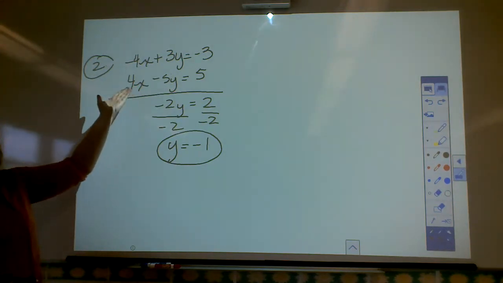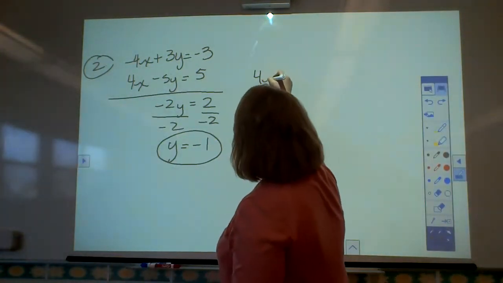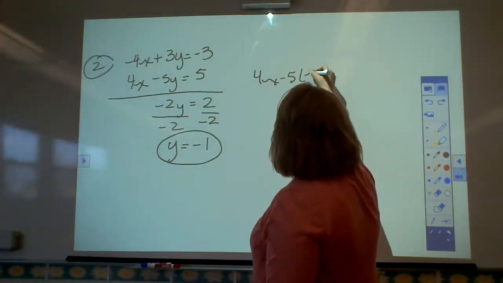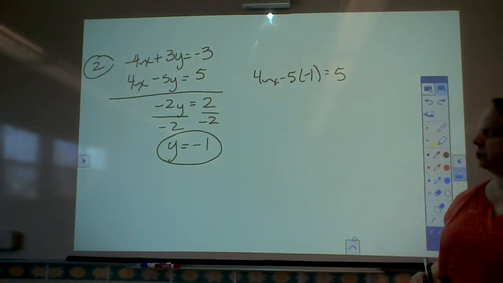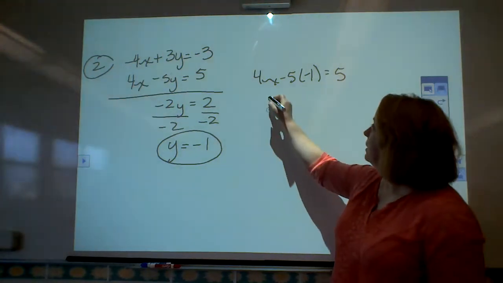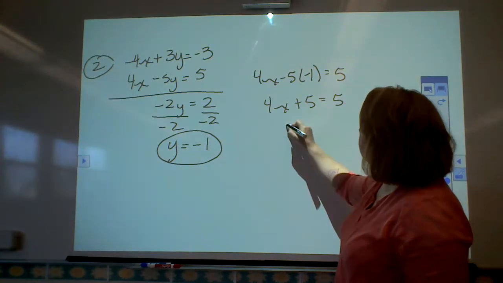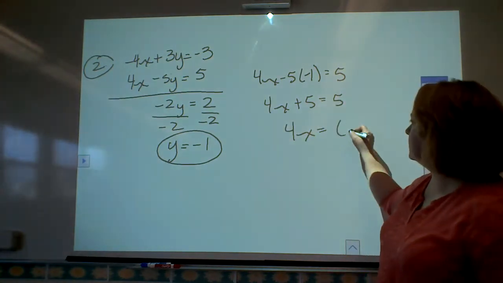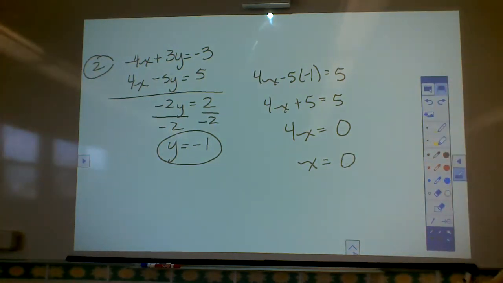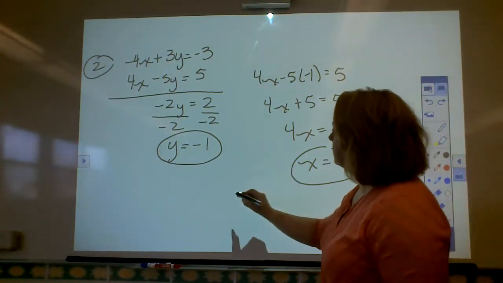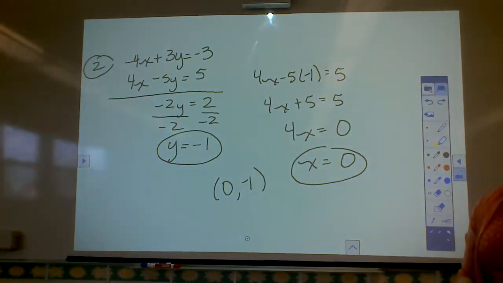I'm going to sub it into the second one to find x. So I get 4x minus 5 times negative 1 is 5. So I just put it in where the y value was. So 4x plus 5 is 5. 4x is equal to 0, and x is 0. So the ordered pair is 0, -1 to that problem.